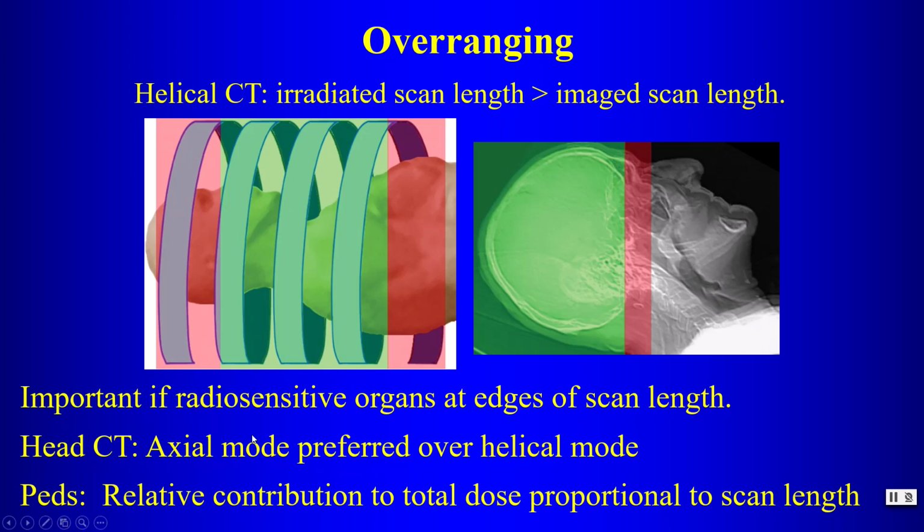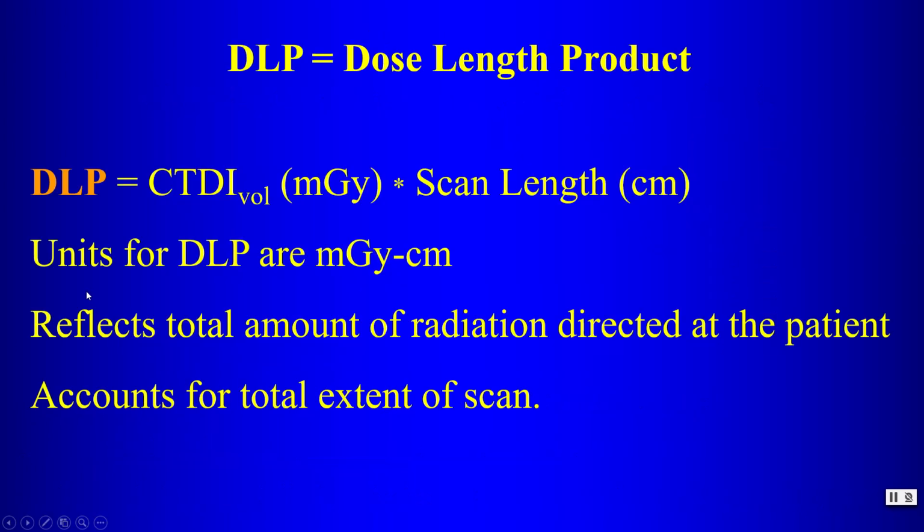This is especially important in pediatric cases, where because of the size of the patient, the actual imaged anatomy is quite small, and then the percentage of overranging becomes much higher compared to the anatomy that you are actually imaging. So in pediatric cases also, overranging can be a problem, and you might prefer axial to helical protocols for that reason. Okay, so getting back to DLP, the units for DLP are milligray centimeter.